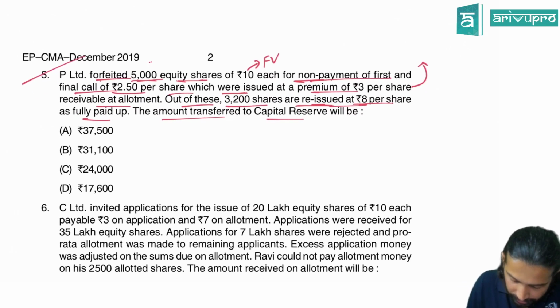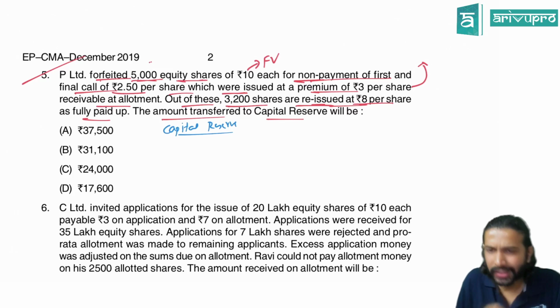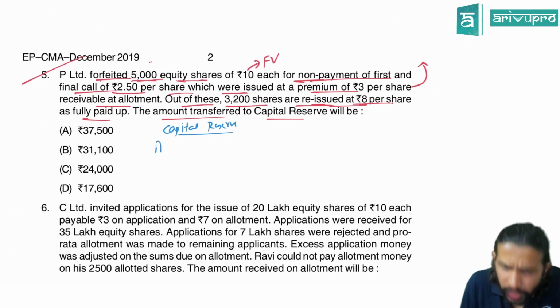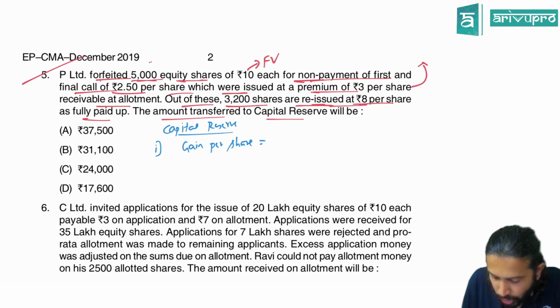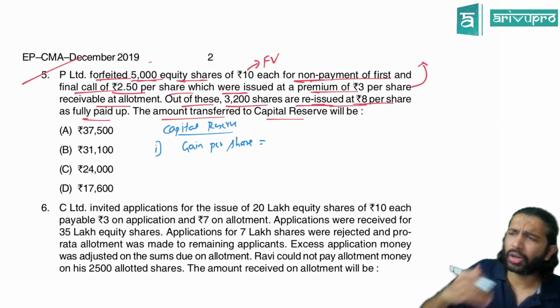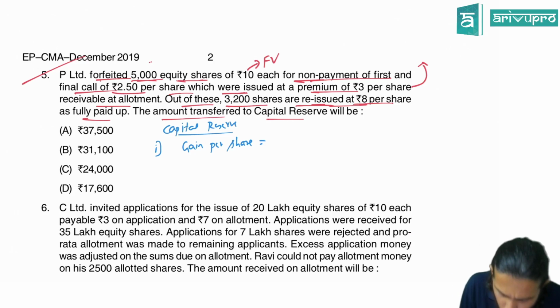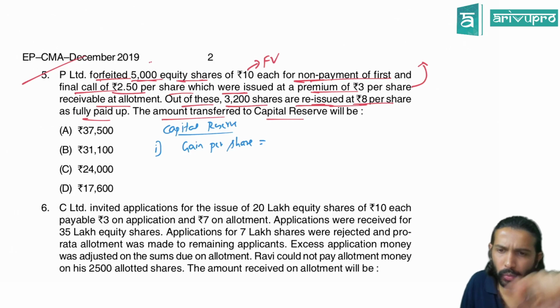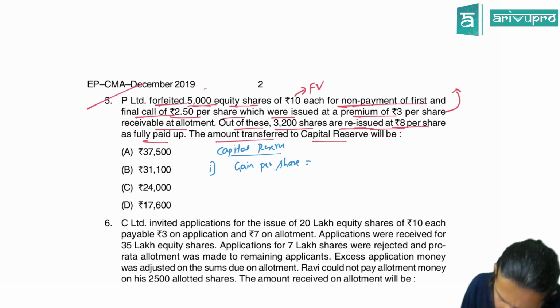What is the first thing we'll write here? We need to find out how much amount needs to be transferred to capital reserve. The simple funda is that within 10 seconds you can get the answer. First, find out the gain per share. Gain means the amount paid by the defaulter shareholder, because the company is not going to refund him the money. The company is going to keep that money with itself, so that becomes a gain for the company. We don't require total gain, we want gain per share. Check: what is the face value of the share?